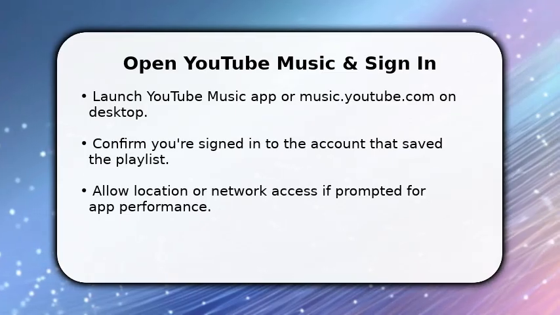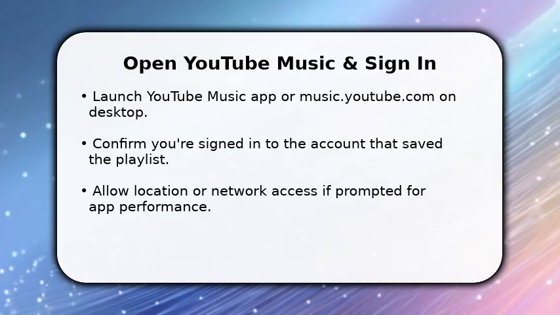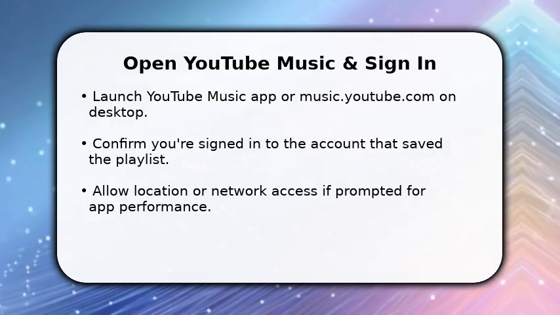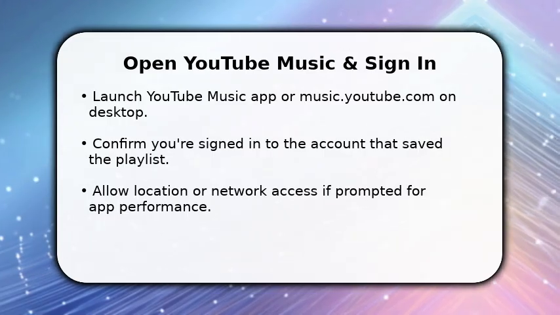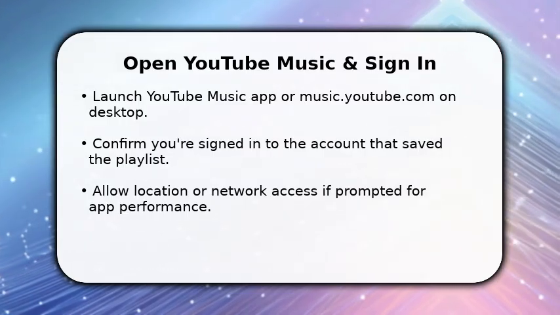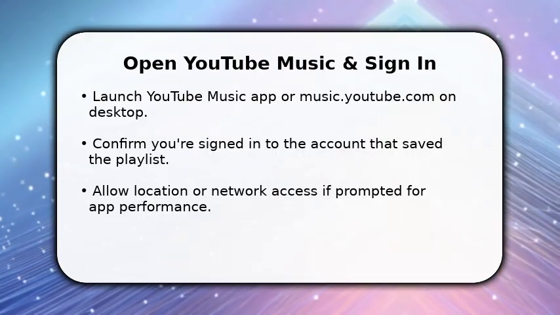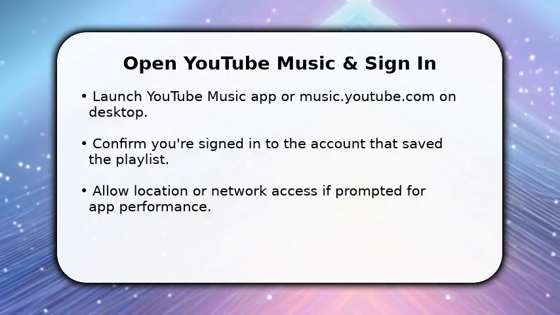You start by opening YouTube Music and signing in with the account that owns or saved the playlist. You should use the same email because playlists are account tied. Once signed in, make sure the app finished syncing. If you're on mobile, tap the library icon right away. On desktop, head to the left menu. This gets you to the area that stores playlists, and it prevents showing empty results from another account.